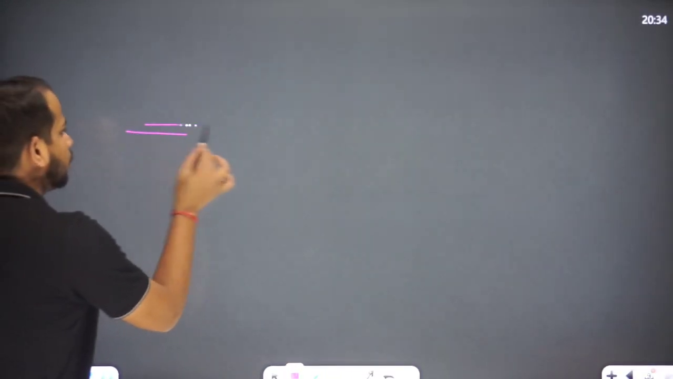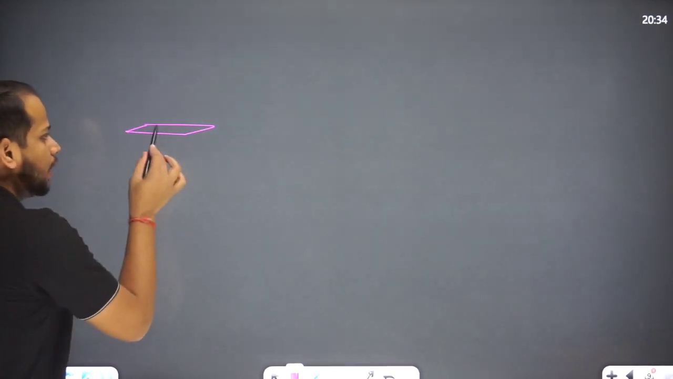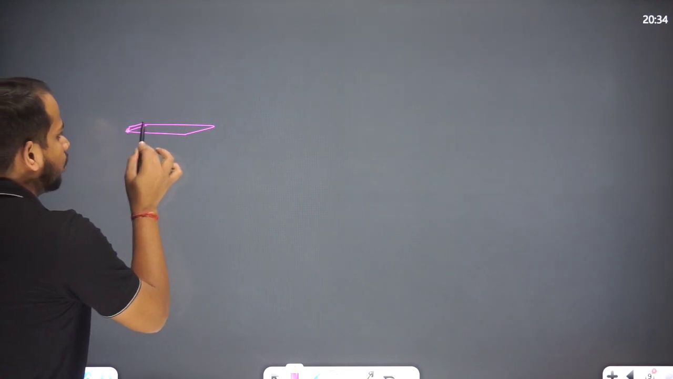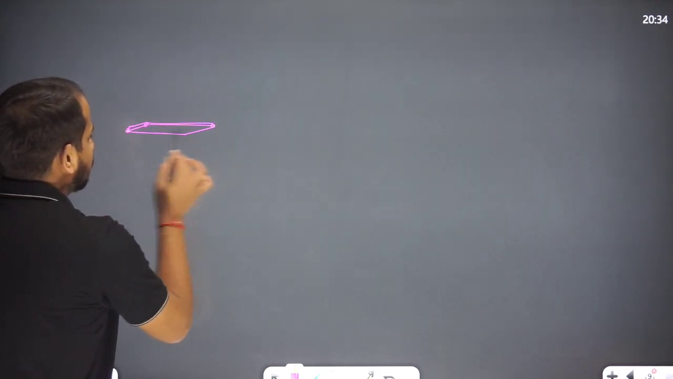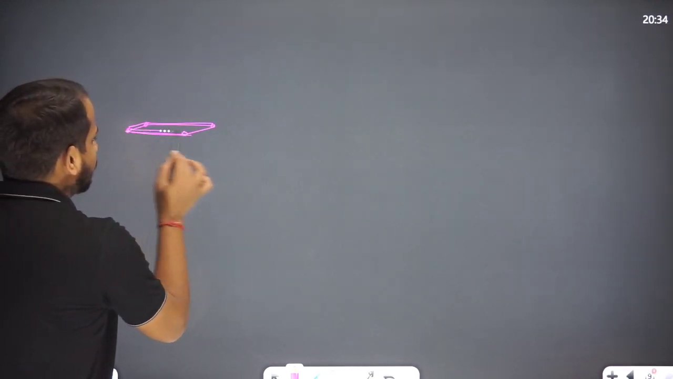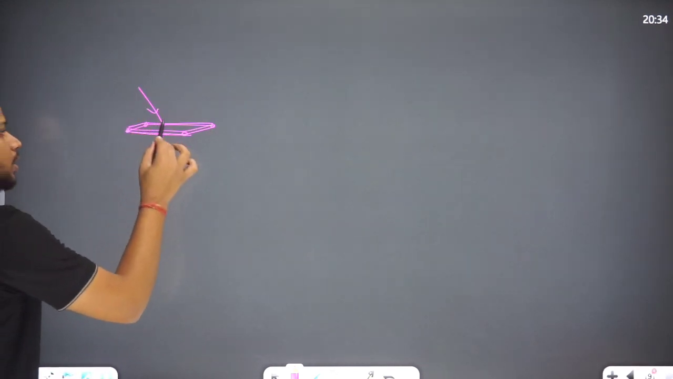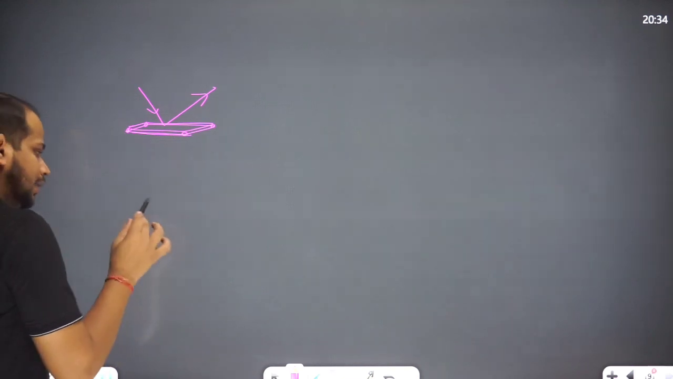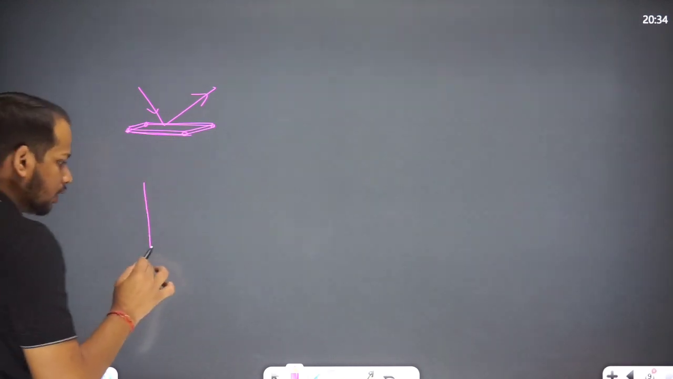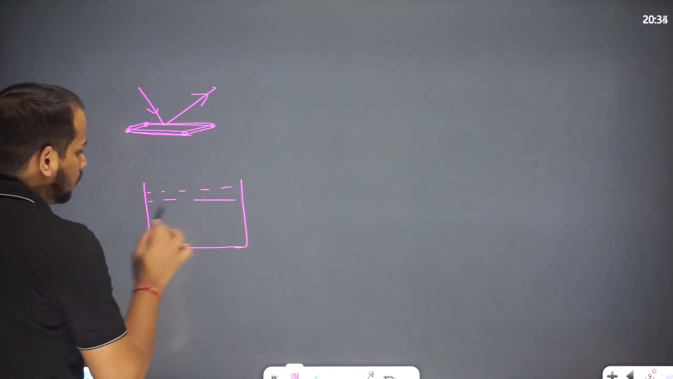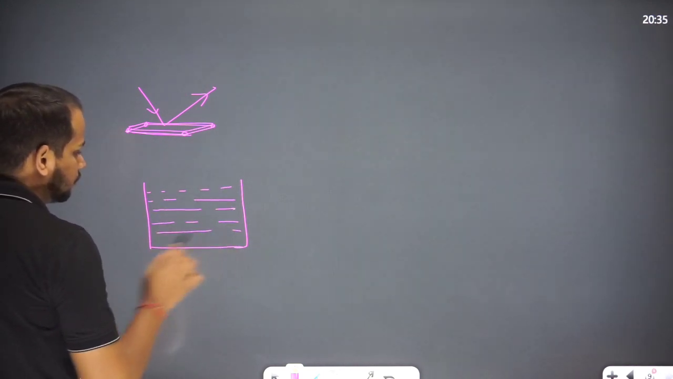Say this is the book we have, right? We are observing the book. So light is incident on this one and you are observing. And let's assume there is also water. If there is water, then this is the water we have, right?